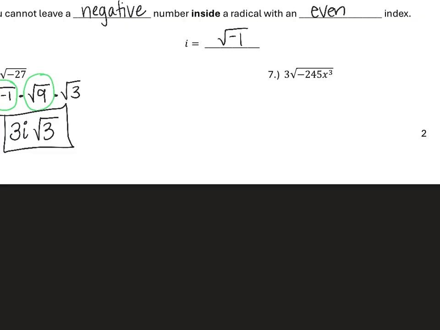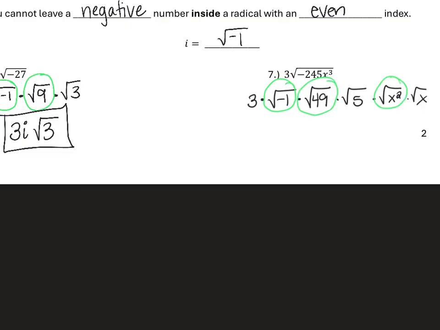What ends up going in is 49. So this becomes 3 times square root of -1 times square root of 49. Exactly, that's why we want to use it. Times 5. And then split up our x's. Times x squared times x. Do you see how we split that -245 into factors that then we can simplify? Circle what we can simplify. -1, 49, and x squared. Those are all simplifiable. So we get, 3 times i times 7 times x.